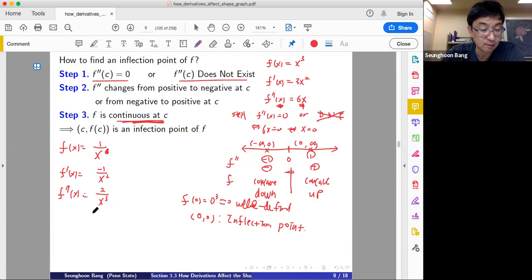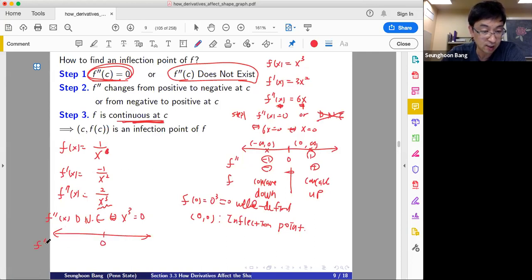So we can just solve. Step 1: the first derivative equal to 0 or does not exist? The second derivative equal to 0 is impossible, since we don't have zero values. The second derivative does not exist is possible, exactly when the denominator equals 0, x cubed equal to 0. You can draw the real line plus 0.